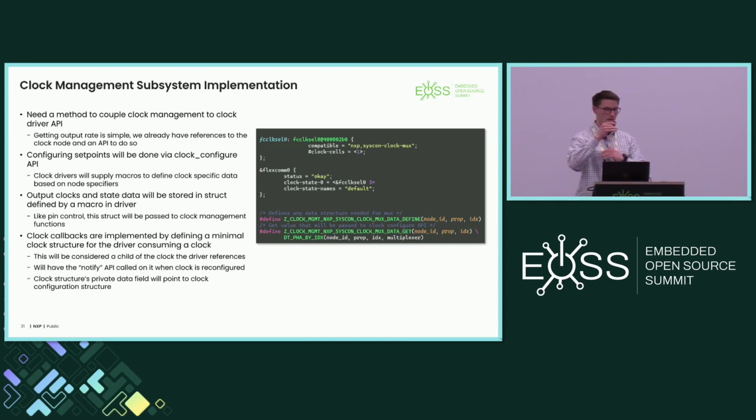From there, how do we implement clock callbacks? I said there's kind of these two layers. What I think we can do is define a minimal clock structure for the consumer node, whether that be a UART, an I2C, whatever peripheral it is, and that clock structure implements the same notify API as all the other clock structures, right? So the infrastructure is the exact same, but as the callback goes down, the handler for the notify API at that level just forwards the callback to the consumer. So that's how you hook that in.